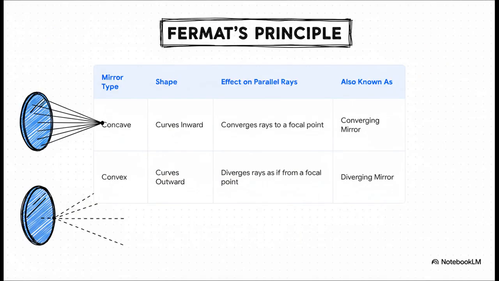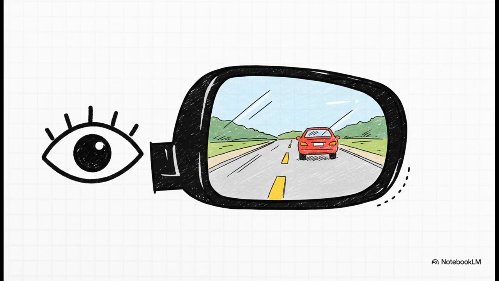So a concave mirror, which is shaped kind of like the inside of a bowl, takes all those parallel light rays and brings them together, or converges them, to a single spot called the focal point. A convex mirror does the exact opposite. It spreads the light rays out, it diverges them, and makes them look like they're coming from a point behind the mirror. And that diverging property of convex mirrors is incredibly useful.